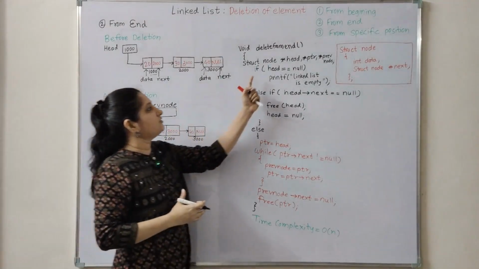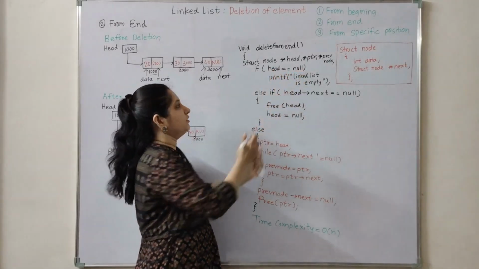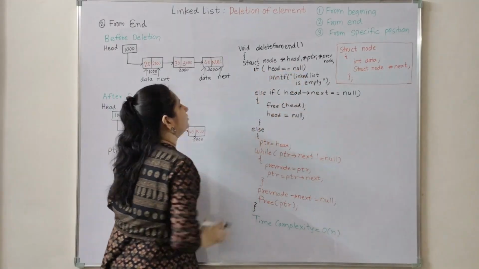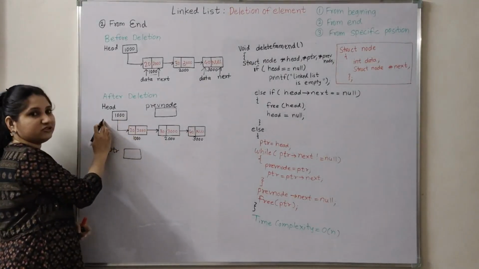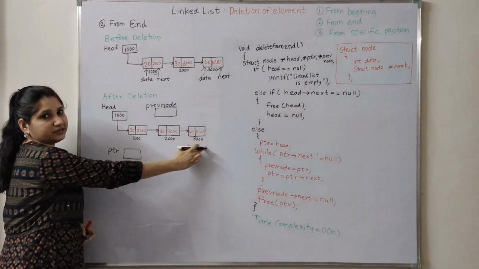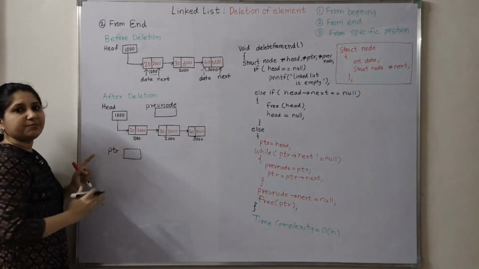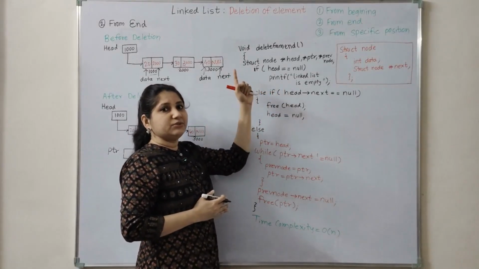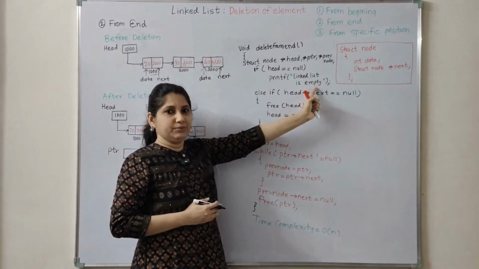After that you can see if head is equal to null. In that case you are checking whether head is equal to null. When the value of head is equal to null, there is no element present in the linked list because head is pointing to a null value. But in our case the elements are present in the linked list, so this condition will be false. If the value of head is equal to null, then our linked list will be empty.